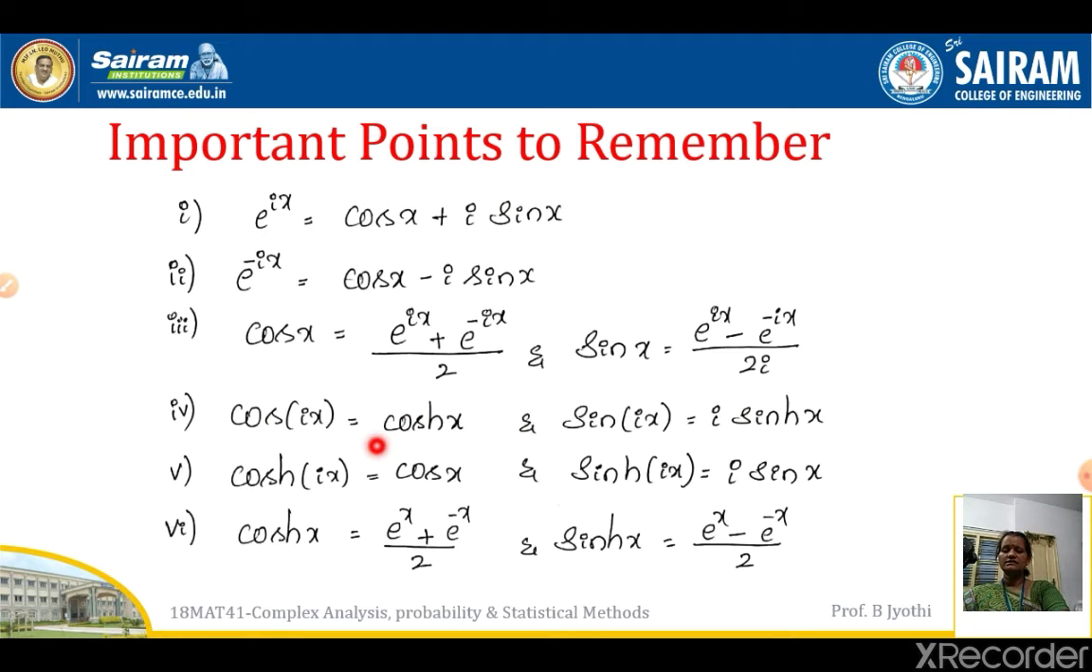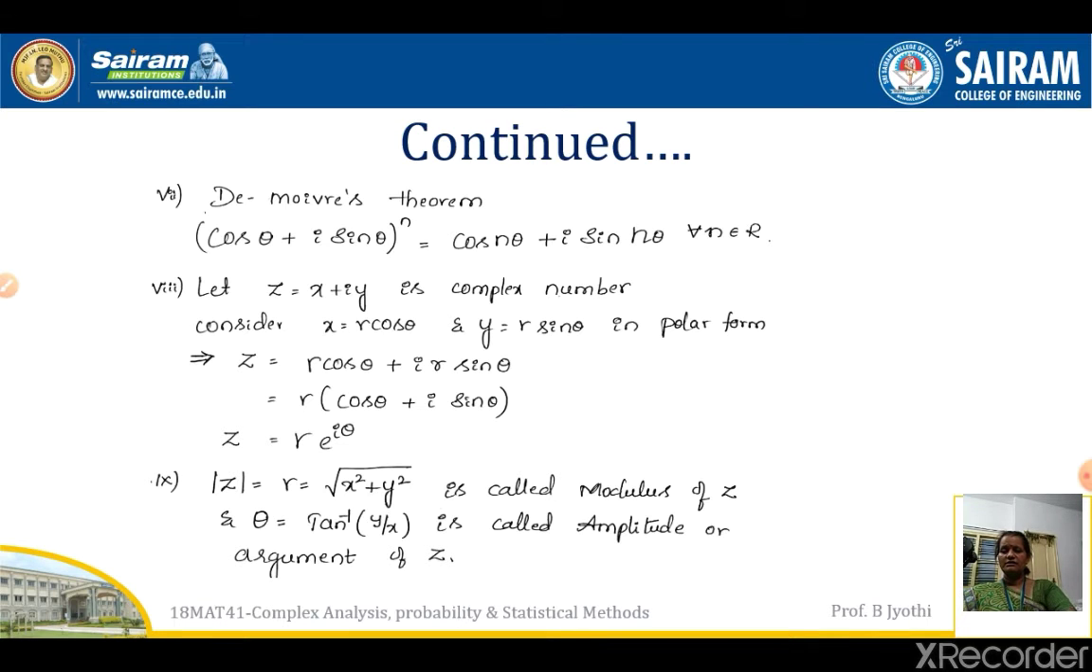Next, cos ix is written as cosh x, sin ix can be written as i sinh x. And cosh of ix can be cos x, sinh of ix is i sin x. And cosh x can be written as e power x plus e power minus x by 2. Sinh x can be written as e power x minus e power minus x by 2. These are the results, and some more are there. That is, De Moivre's theorem is (cos theta plus i sin theta) power n can be written as cos n theta plus i sin n theta for all values of n belongs to R.